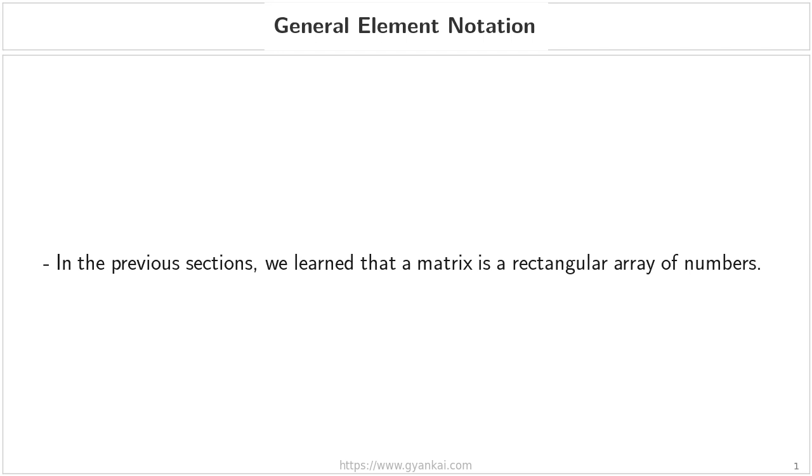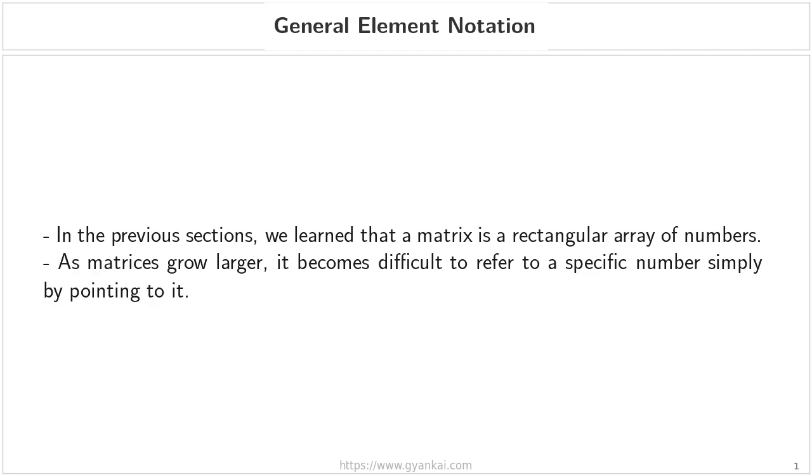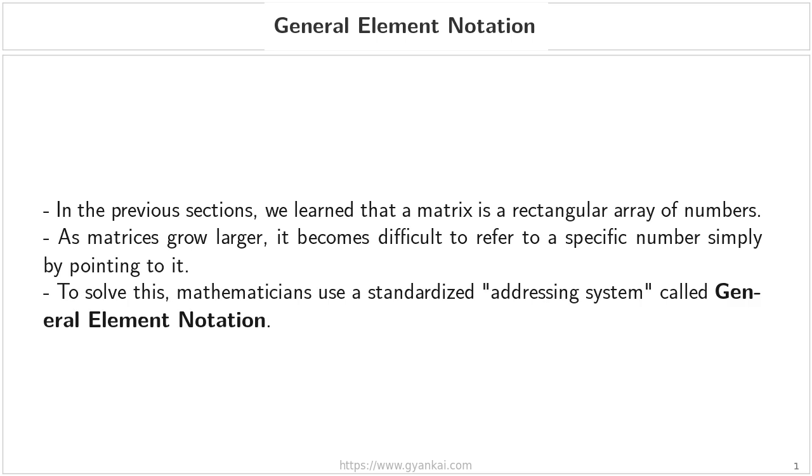Hello everyone. To begin, let's recall what we have already covered. In our previous sections, we established that a matrix is essentially a rectangular array of numbers, organized into rows and columns. Now, while this is simple for small matrices, imagine working with a matrix that has dozens of rows and columns. In such cases, it becomes quite impractical to refer to a specific number just by pointing to it or describing its location vaguely. To solve this problem, mathematicians have developed a standardized addressing system known as general element notation.